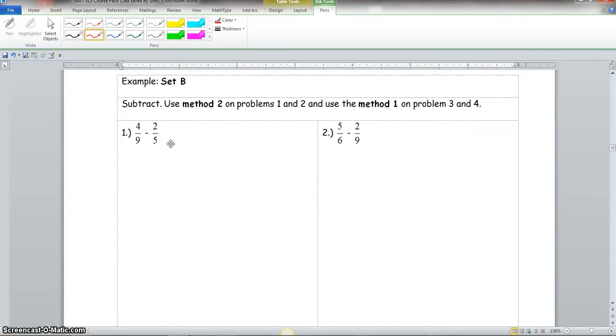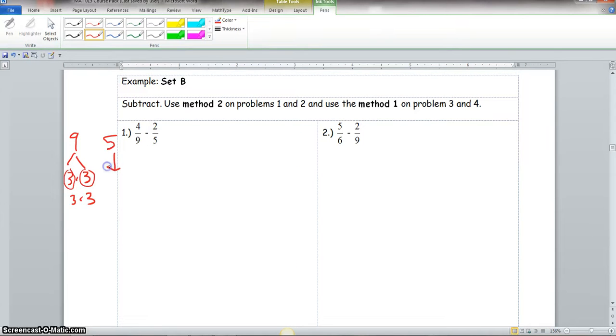Now we go to example set B. It says subtract. Now we have number 1. We have 4 9ths minus 2/5. Now what we need to do is take the prime factorization of 9 and 5. Because just like in addition, we need our denominators to be the same. So we go off here to the side. We would take 9 and we would take 5 and find the prime factorization. Prime factorization of 9 is 3 and 3.